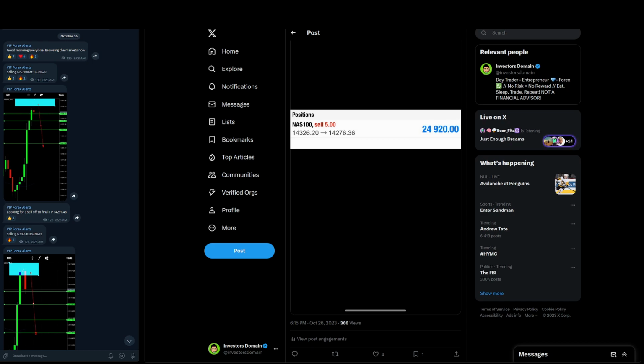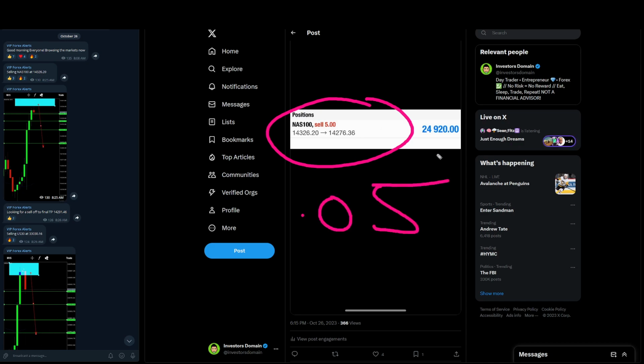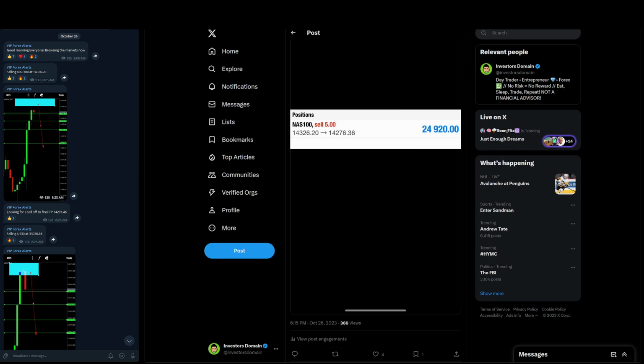But I decided I am going to start taking smaller lot sizes so I can show you guys that you don't need a big account to make big profit, right? If you took 0.05 lots with NAS 100 today, you could have easily made $500, a minimum of $500. That is life-changing money for you guys, right? So with that being said, let's dive in today's trade recap video.